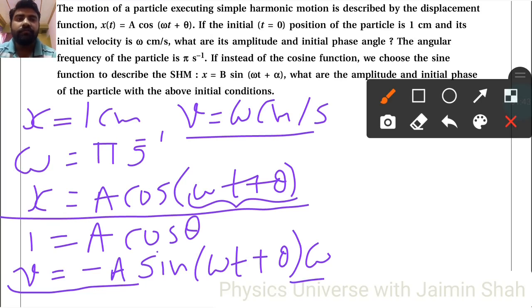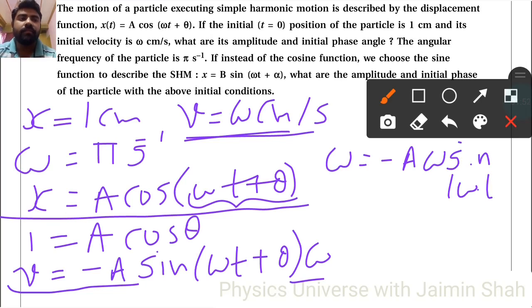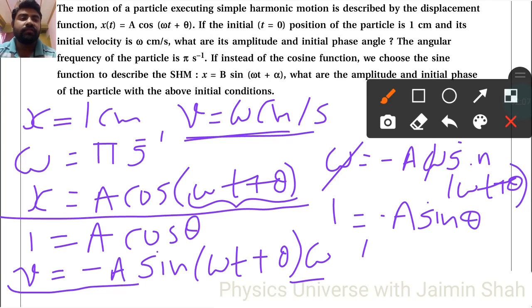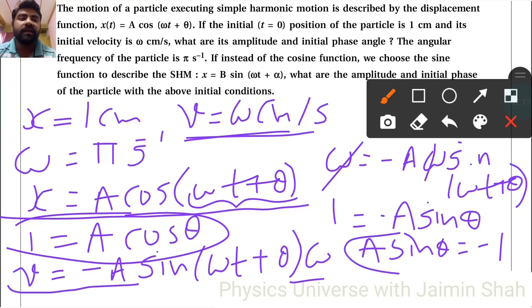Now we know that v is equal to ω, so putting here, ω is equal to minus A ω sin(ωt + θ). Now ω gets cancelled out, and on the left hand side we are left with 1 is equal to minus A sin. Now we are talking about t equal to 0, so θ, so I can write A sin θ is equal to minus 1. So this is my first equation and this is my second equation.